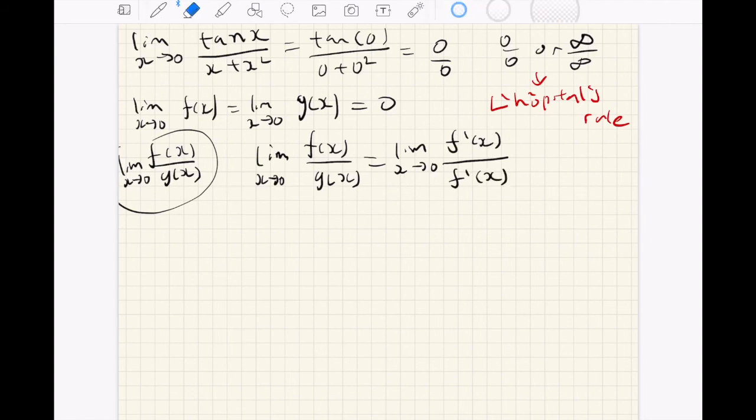Oopsies. We can find that it's going to be the same answer nonetheless. Well, not the same answer as in, it's going to give us the correct answer.